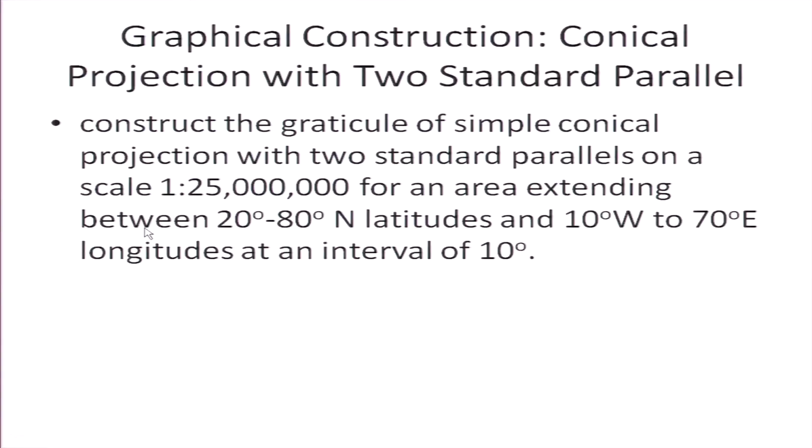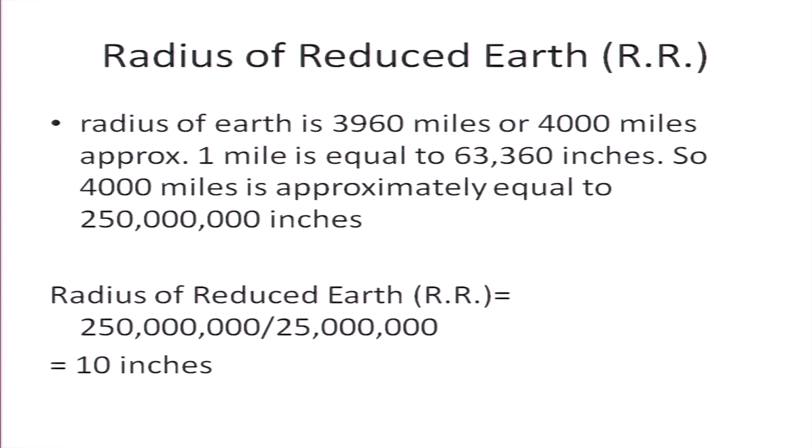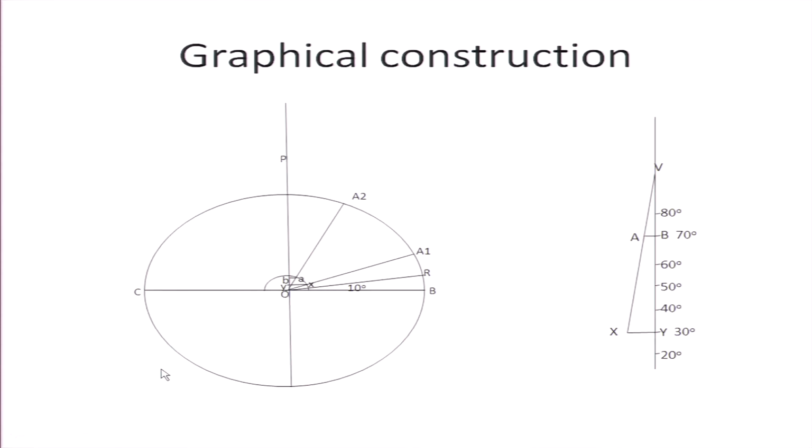As I told you, the radius of earth is 250 million inches. If the scale is given as 25 million, then 25 million inches represents 1 inch on the map. So 250 million inches would definitely represent 10 inches on a map. So we get the radius of the reduced earth as 10 inches. I have explained this in this slide. Now we draw a circle with 10 inches radius, as you can see in this figure.